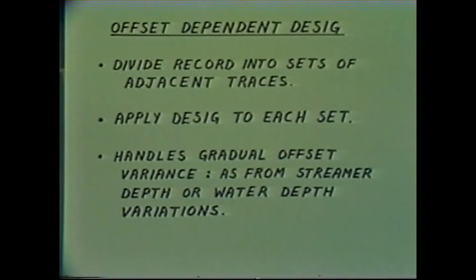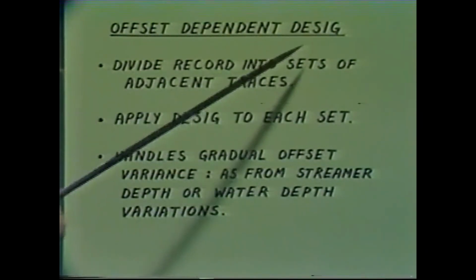Now, we pointed out earlier on that the effective wavelet is basically assumed to be not offset variant. It's assumed to be the same on each trace that is used in the design of the designature operator. Now, in some situations, offset variance of the effective wavelet does occur, and this can be handled in designature by two different methods. In the marine case, it can be handled by what is called offset-dependent designature.